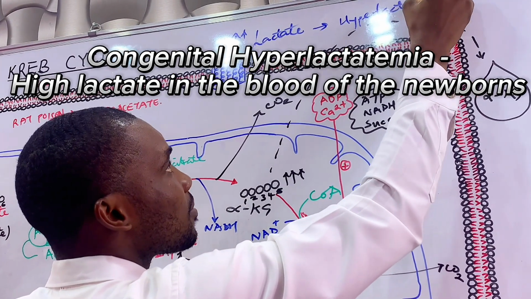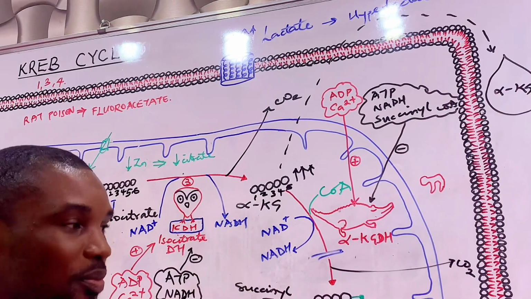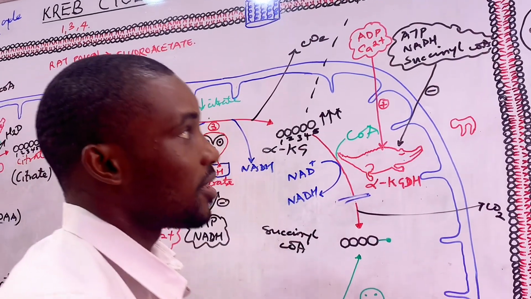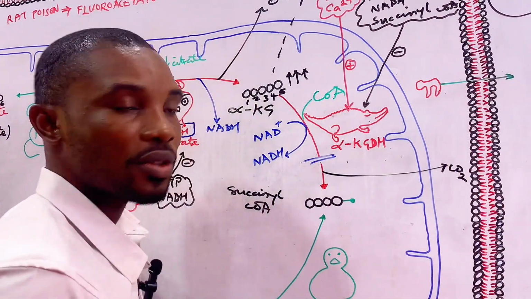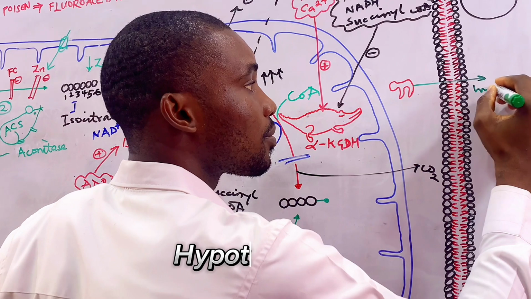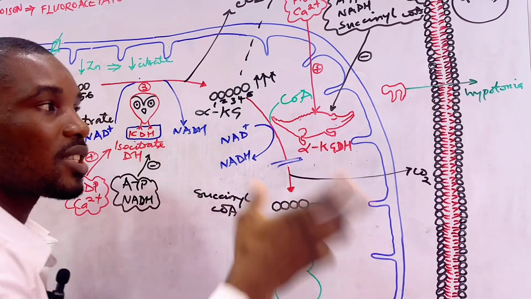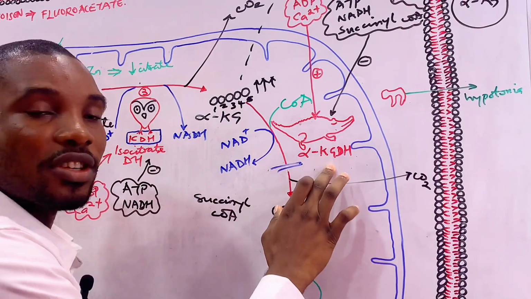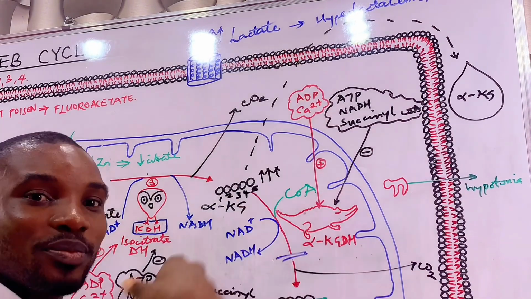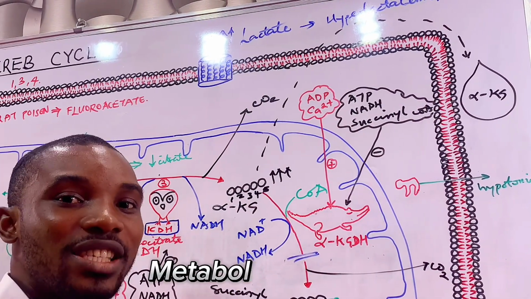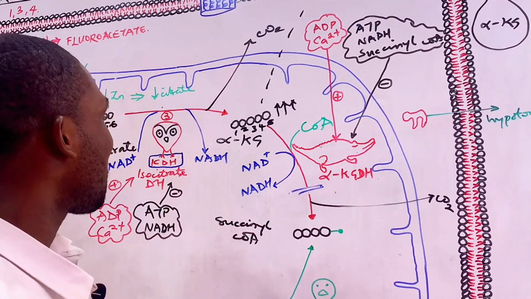Hyperlactatemia. The person will have congenital hyperlactatemia. What else would you see? The baby would come down with hypotonia. These are classical signs of alpha-ketoglutarate dehydrogenase deficiency. Remember, since lactate is an acid, you would have acidosis. Now we are good with reaction 4.